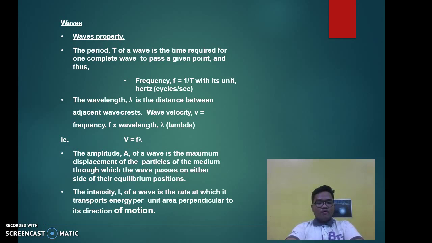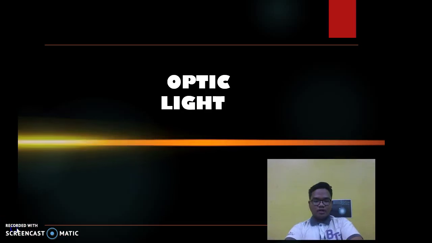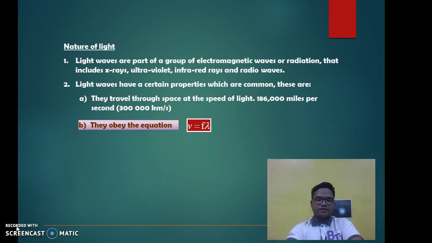The amplitude of a wave is the maximum displacement of the particle of the medium through which the wave passes on either side of their equilibrium position. The intensity of a wave is the rate at which it transports energy per unit area perpendicular to its direction of movement. So let's move on to the next chapter, chapter 11, optic light.